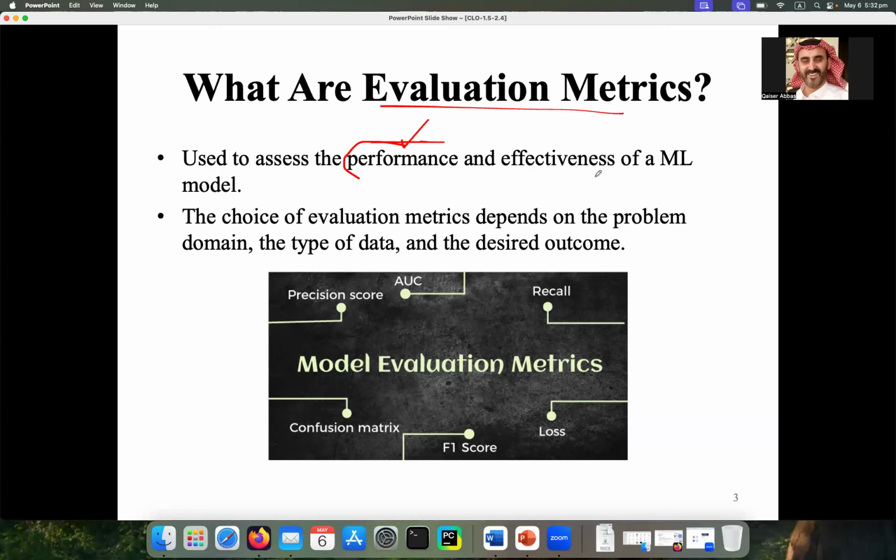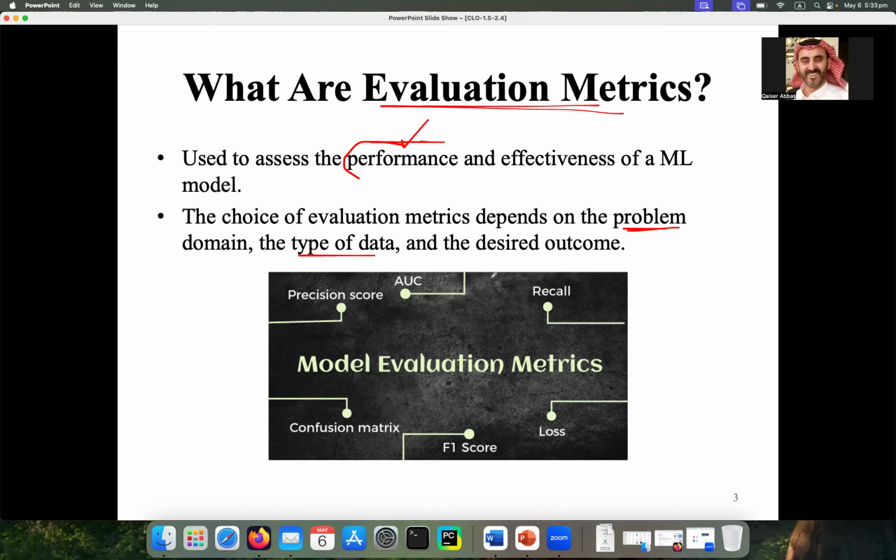But the question is, which evaluation metric do we have to use? This question has an answer. The answer depends on your problem. What is your problem? Because not all evaluation metrics are suitable for all problems. It depends on the type of the data that you are using for your model, or what type of output you want to get from your models. So the choice of evaluation metric depends on these things.